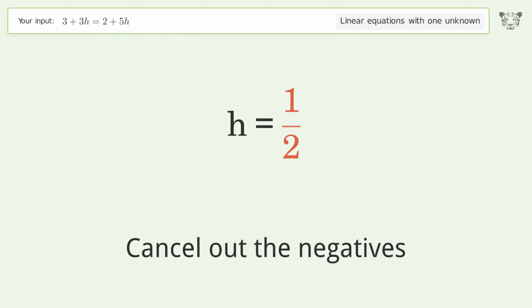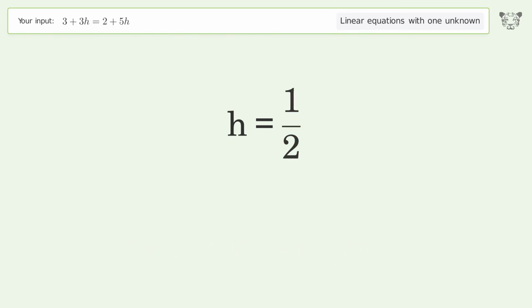And so the final result is h equals 1 over 2.